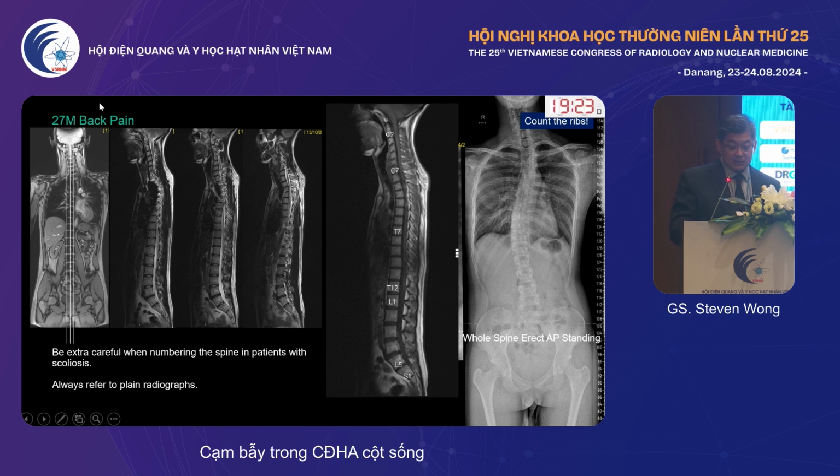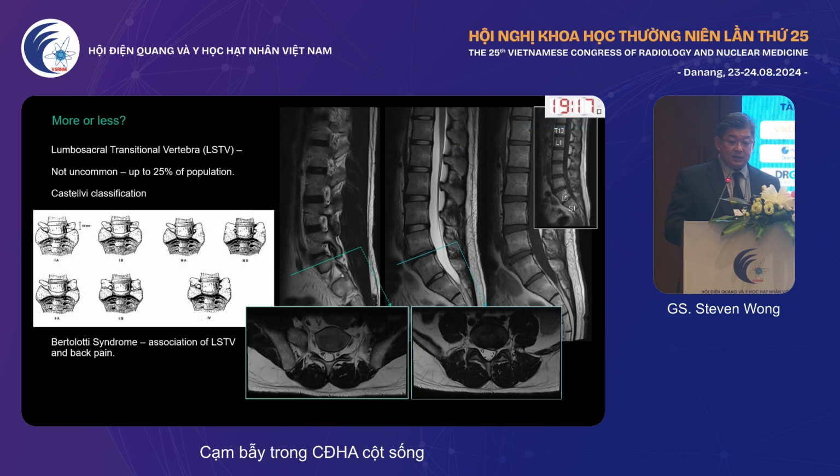So in this one, you can see that there is perhaps an L5-S1 transitional vertebral body, which is sacralized, very common, about 25 to 30% of the population has this. There is an established classification. Most common would be the 2A and 2B, where you have unilateral or bilateral large L5 transverse processes that are articulating with the sacrum and causing pain.